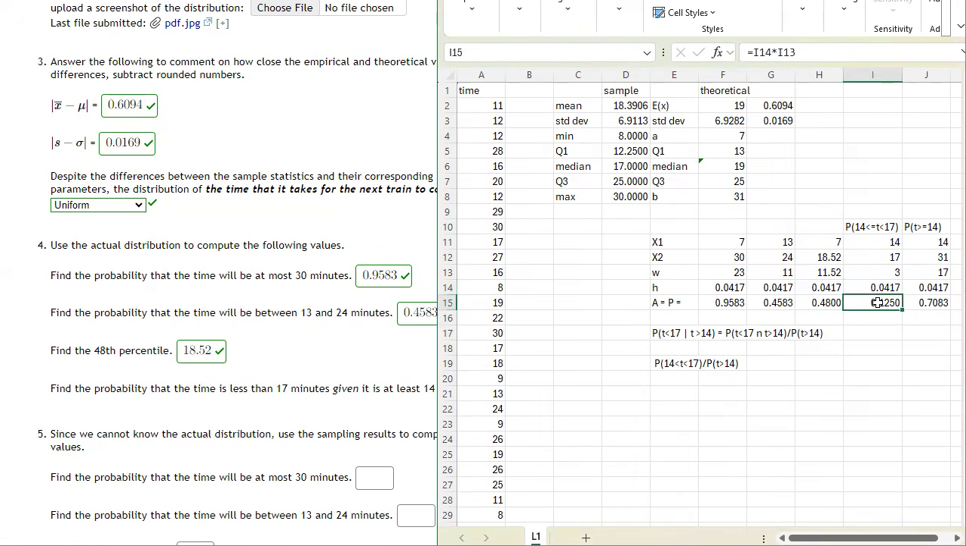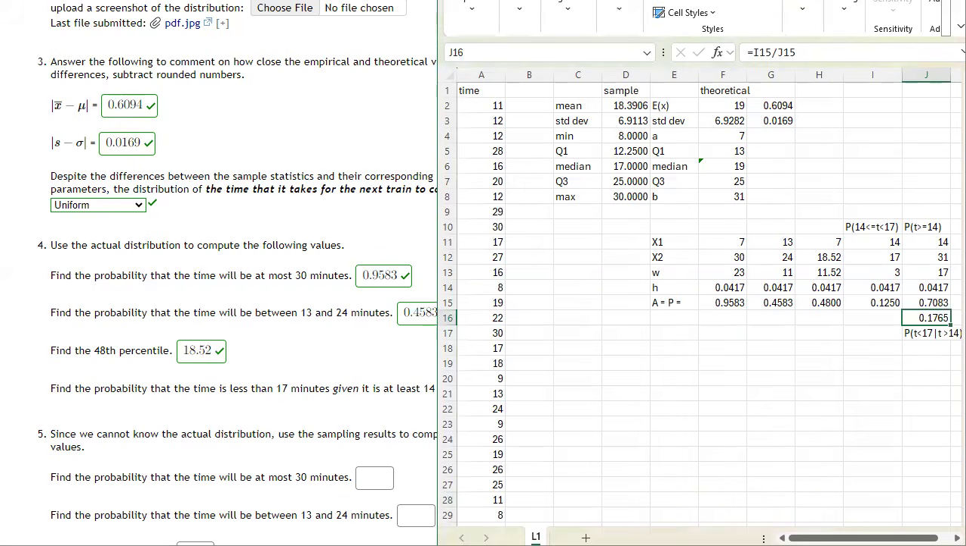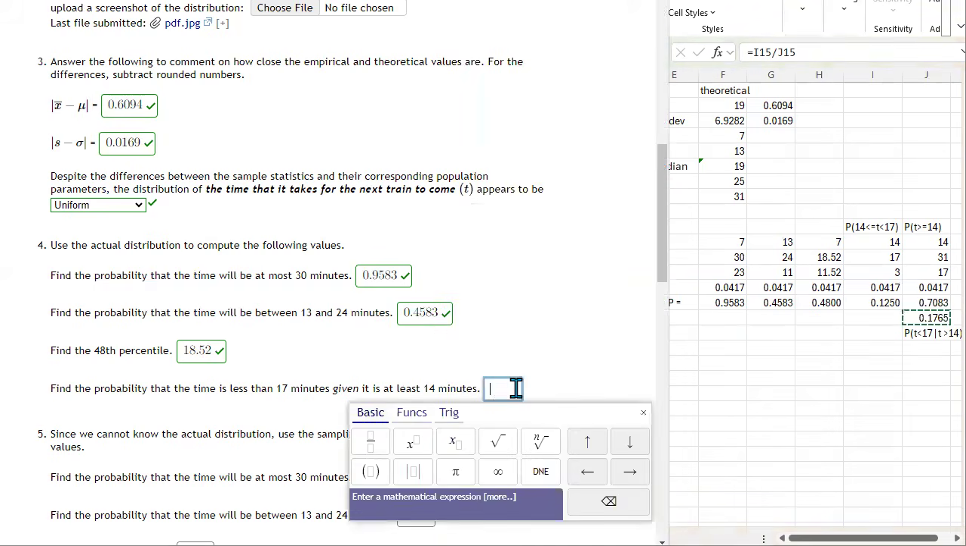I got to take this area and I got to divide it by that area to get this conditional probability. And I'll do that right here. So I'm going to take this smaller area. I'm going to divide that by that bigger area. That's the conditional probability. So find the probability that time is less than 17 minutes, given it is at least 14 minutes. That's a kind of a tricky question, right?